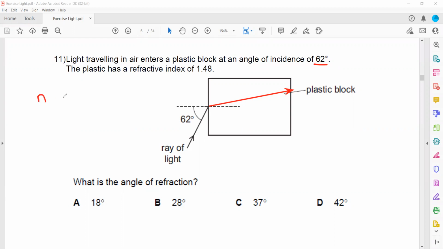And the formula when it travels from air to glass, the refractive index is sine I over sine R. The refractive index is given as 1.48. So refractive index is 1.48, sine angle of incidence is 62, and the angle of refraction we need. So we'll solve that.